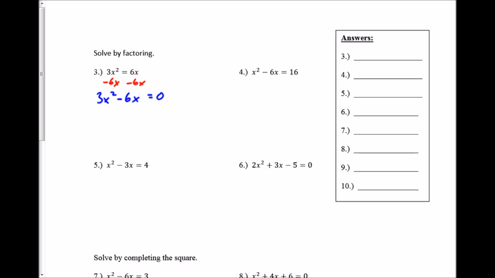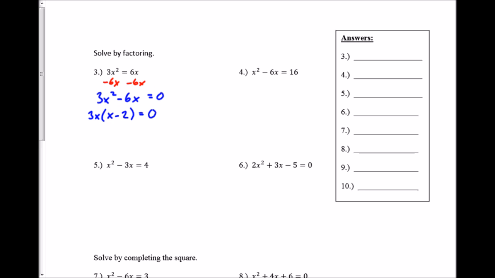So now I've got a 0, but for factoring, I need the zero factor property. So for this one, I've got a 0, now I need to factor it. I can factor out a 3x, which leaves me with an x minus 2. Now I've got it factored, and I have 0.